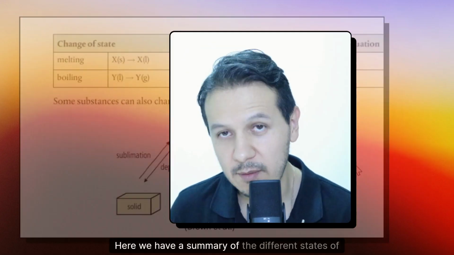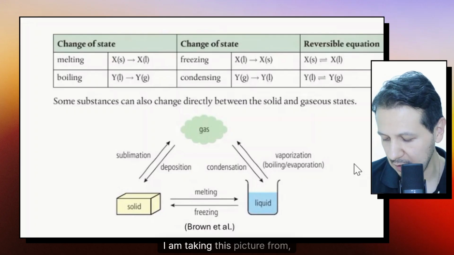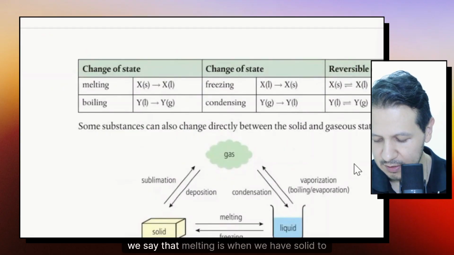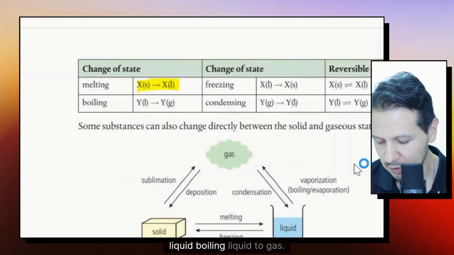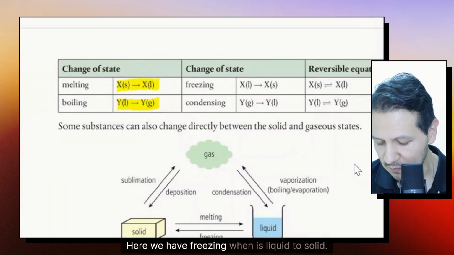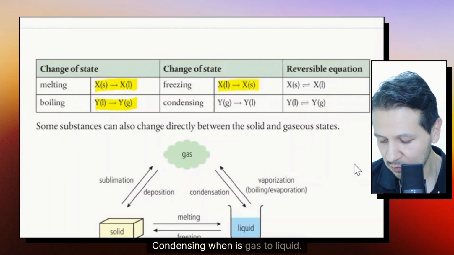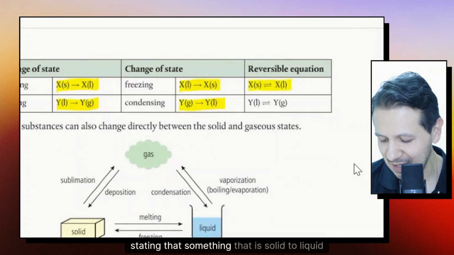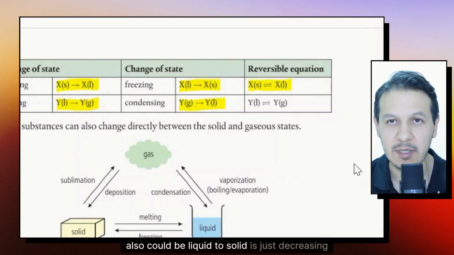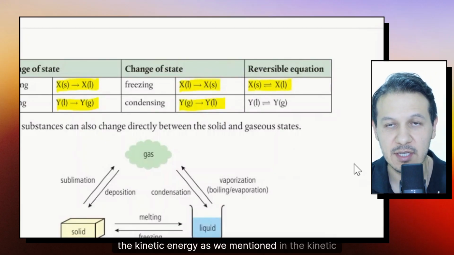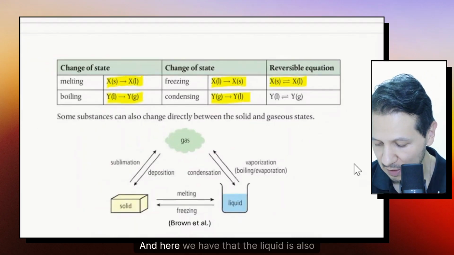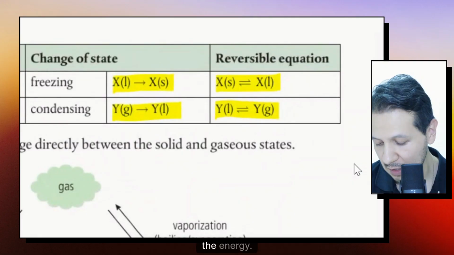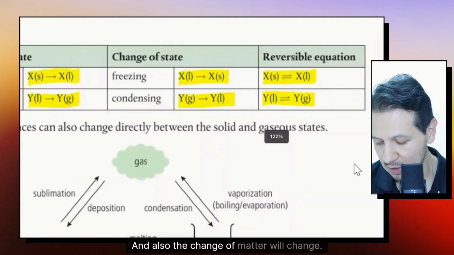Here we have a summary of the different states of matter. I am taking this picture from Pearson IB. So for the change of state, we say that melting is when we have solid to liquid, boiling is liquid to gas, freezing is liquid to solid, and condensing is gas to liquid. Here we have the reversible equations stating that something that is solid to liquid could also be liquid to solid. It's just decreasing the kinetic energy, as we mentioned in the kinetic theory, right? And the liquid is also a reversible equation with gas, because we can increase or decrease the energy, and the change of state will change.